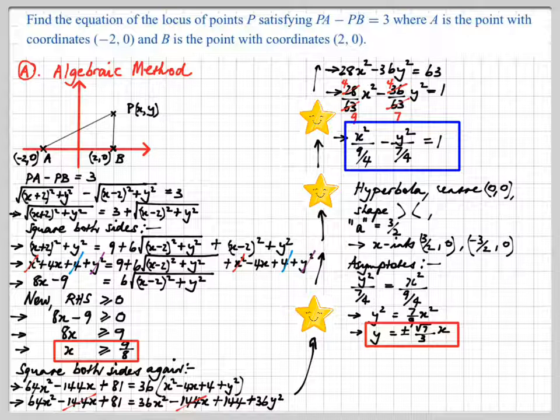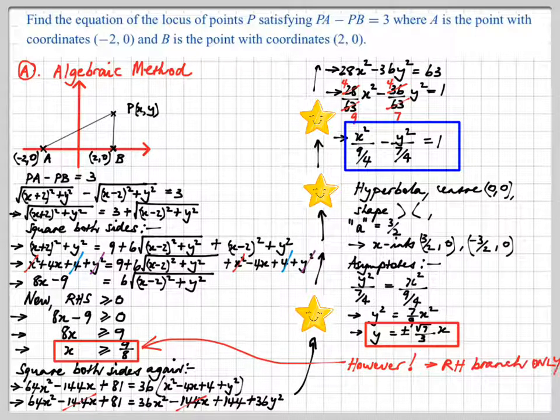But I really feel duty-bound to report the fact that it's only one branch. I don't know whether you'd lose marks for that or not, probably not, but I would report it anyway. However, here it is, the big caveat. Yes, x has got to be greater than or equal to 9 over 8, so which branch is it?